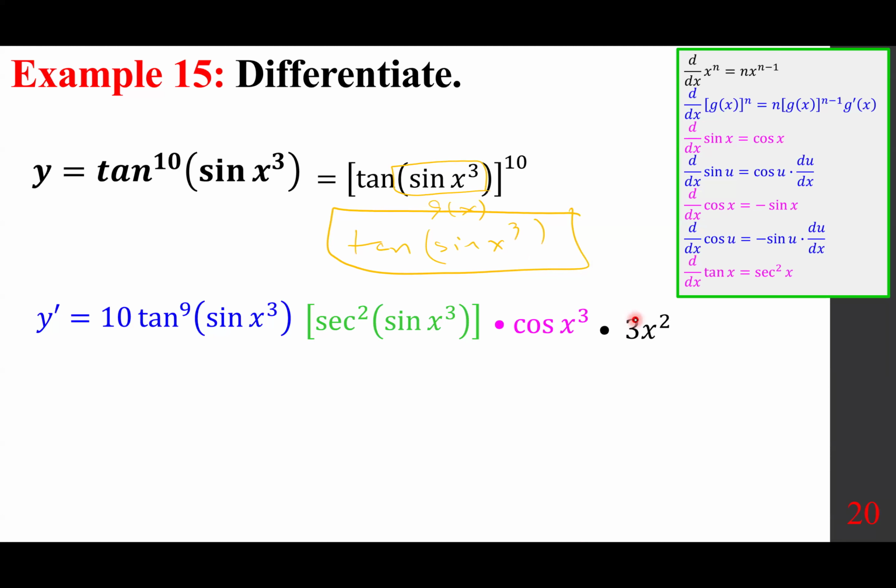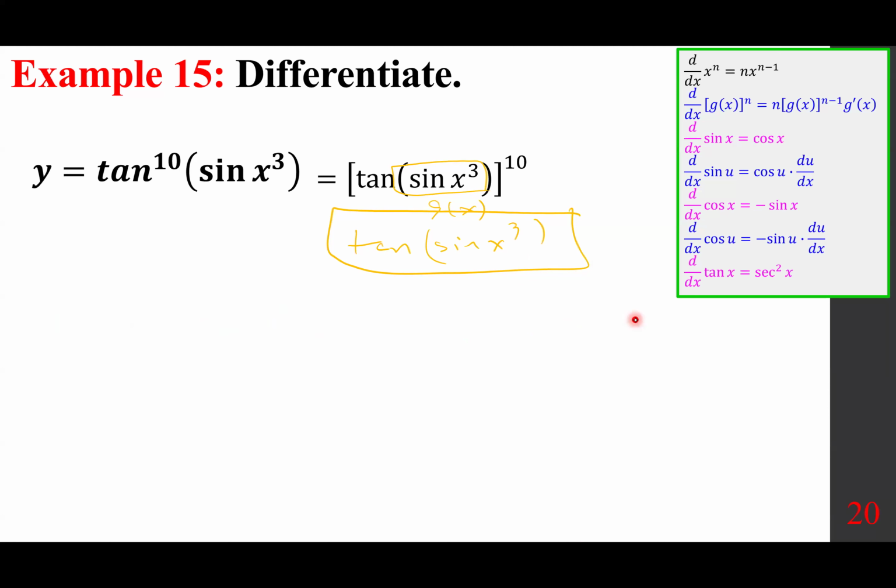I hope you see what we've done. So a quick recap. You put the 10 in front, the same thing, the power of 9. Then you want to take the derivative of this piece, tan, and pause. What is the derivative of tan? Secant squared. So put secant squared. Secant squared of what? Whatever the argument is.